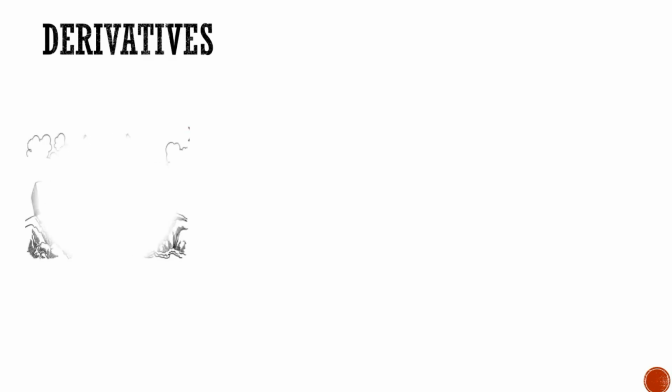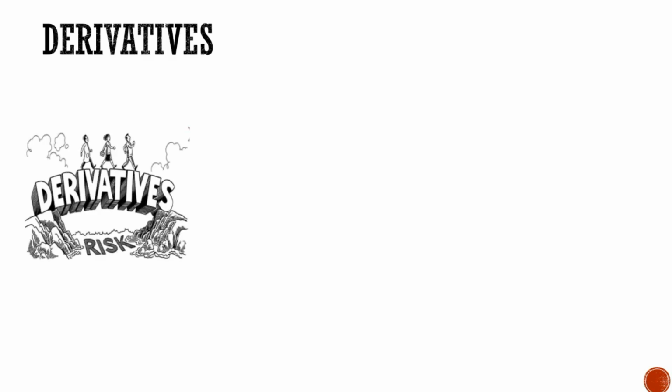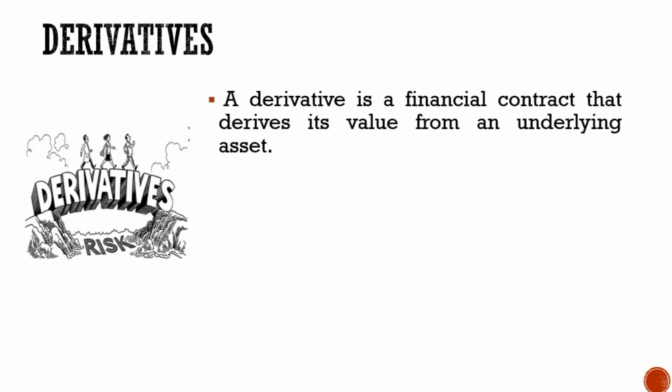Now, let us learn first what are derivatives. A derivative is a financial contract that derives its value from an underlying asset. So it is basically a financial contract which is deriving a value from an underlying asset. Now, to understand this term underlying asset, we will be taking up a special topic as we go through this topic of derivative. We'll have a better idea about this term underlying asset.